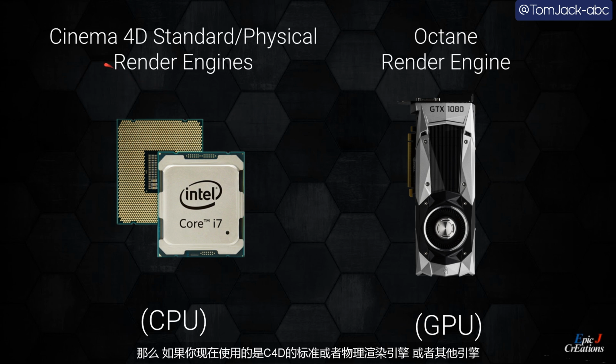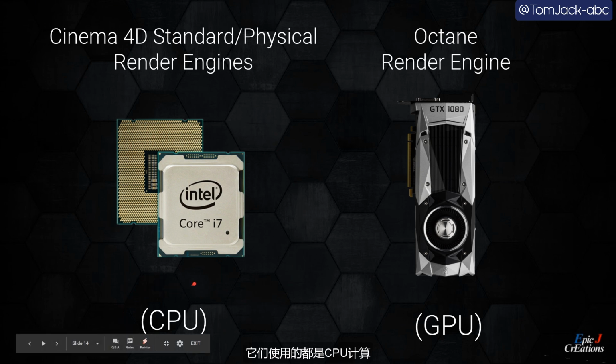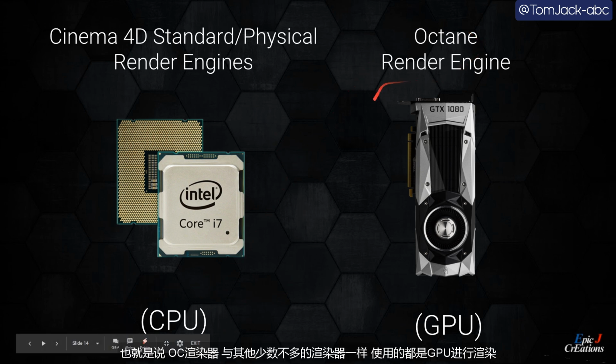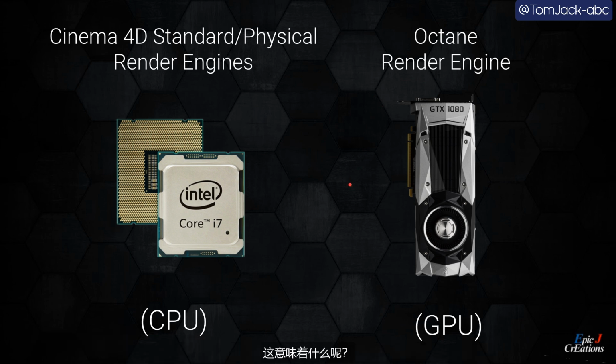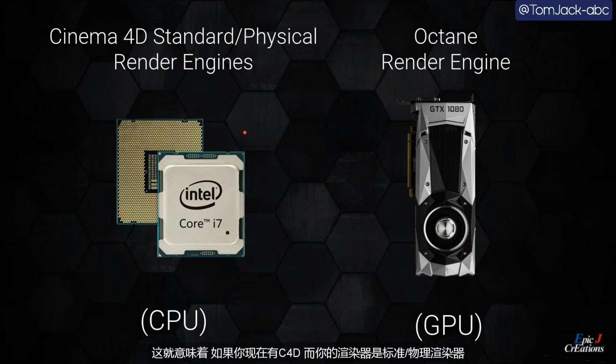Now, if you're using the Cinema 4D standard or physical render engines, along with many other render engines out there, they all use the CPU. That said, Octane Render, along with a few other render engines out there, use your GPU. What does this mean? This means if you have Cinema 4D right now and you're rendering with a standard or physical render and you have no problems whatsoever and it's rendering super quick, this does not mean you're going to be able to use Octane Render.